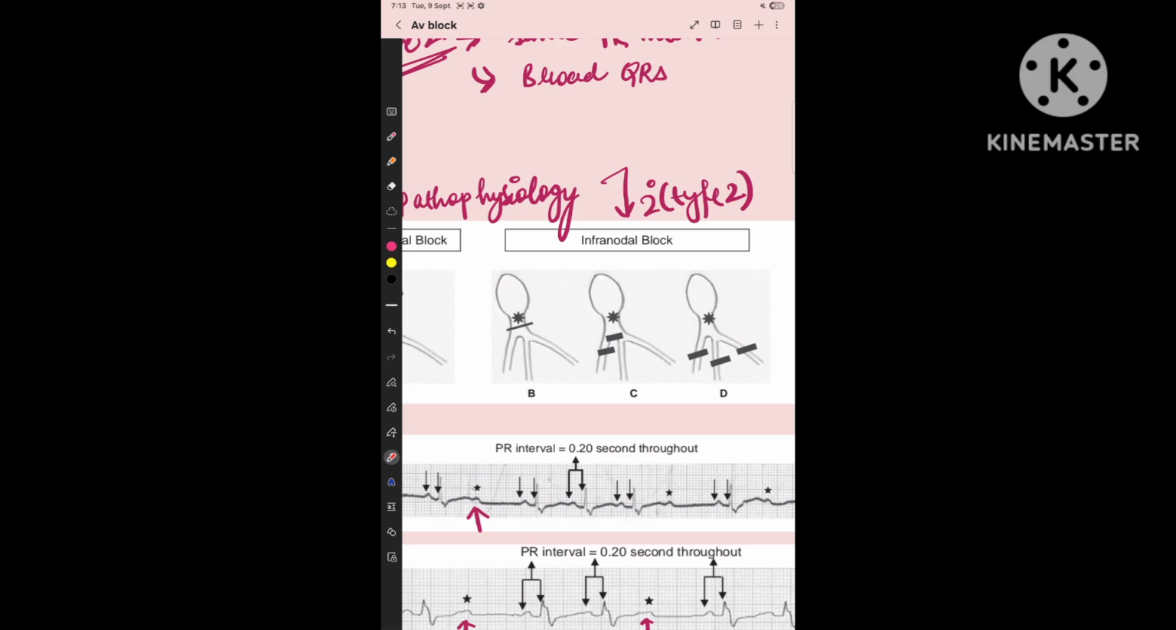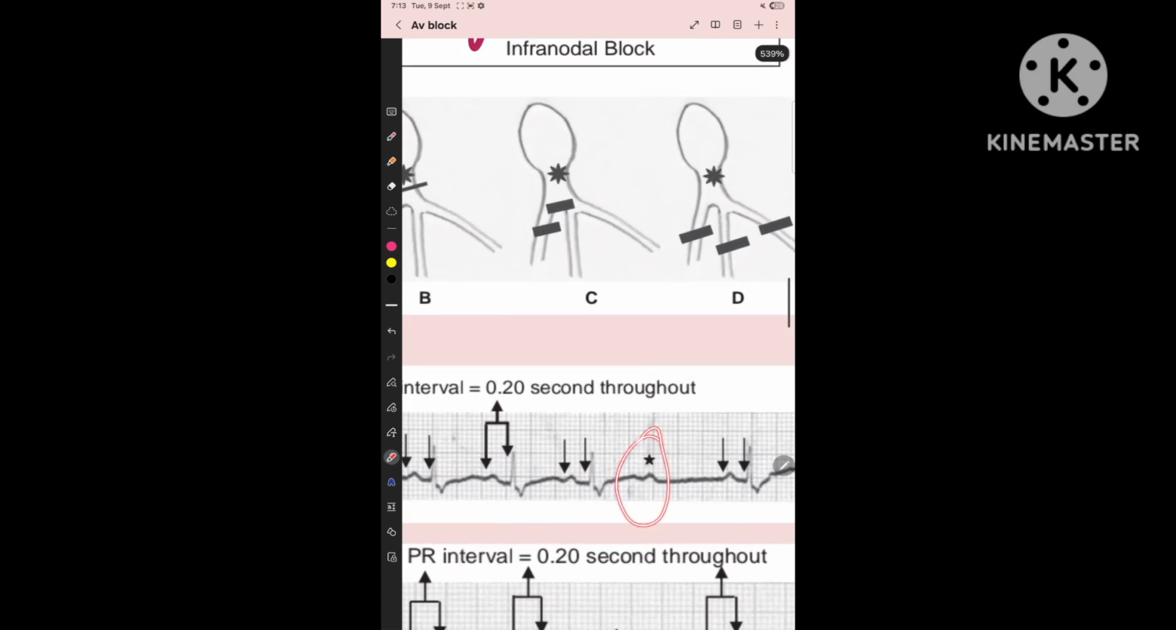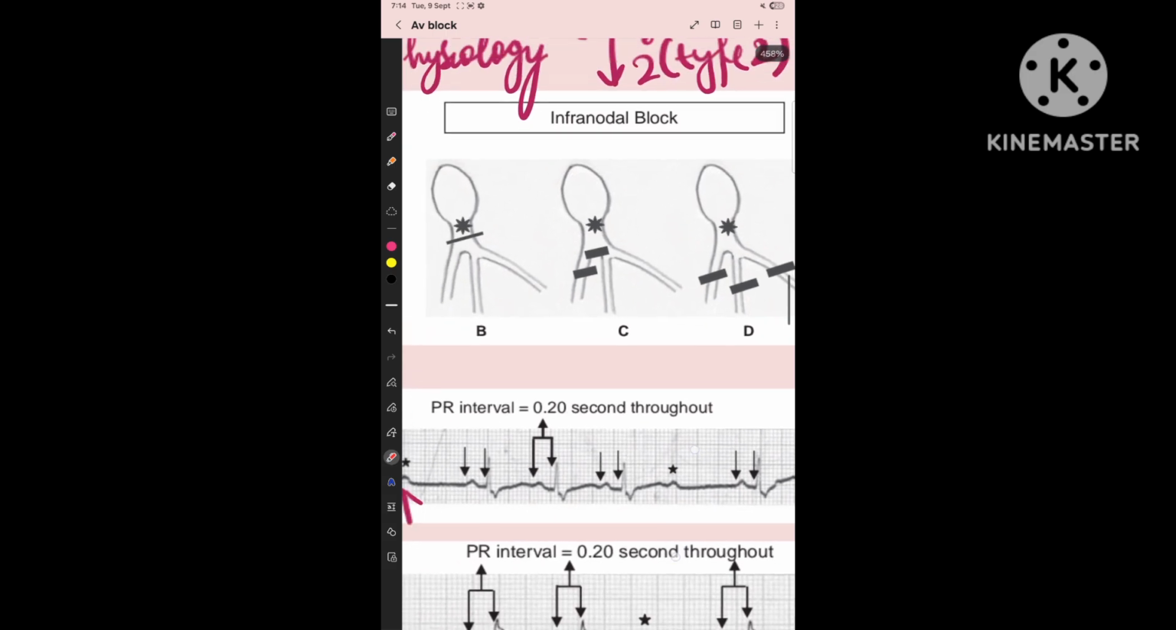How can we differentiate between type 1 and type 2 at a glance? We can differentiate by localizing the P wave which was missed. Here we have localized the P wave which was missed. The PR interval before this and the PR interval after this are equal. If the PR interval after this had been shorter, this would have been type 1 second degree AV block. But just because they are the same, this is type 2 second degree AV block.